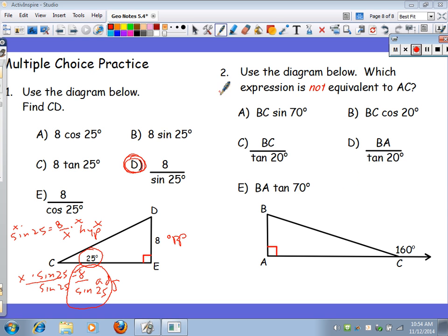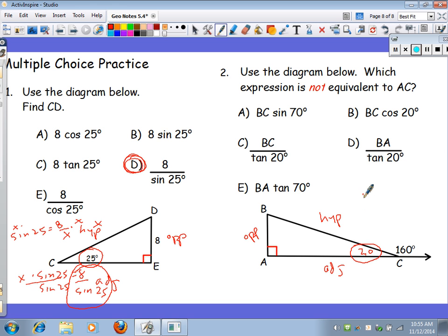Okay, the last one here says, which expression is not equivalent to AC? Here's AC right here. And if this is 160, this has to be a 20-degree angle. Circle that 20. This would be my opposite side, AB. My adjacent side would be AC. And my hypotenuse would be BC. Now, if I'm looking at these answers, I'm looking at these middle two, and I'm thinking, wait a second, both of these cannot be over the tangent of 20. So I'm going to look at my tangent of 20 function.